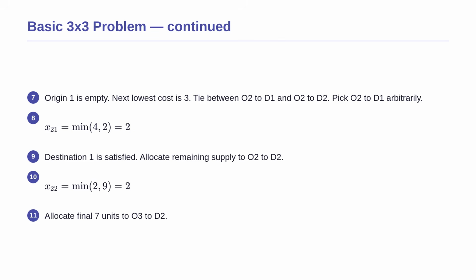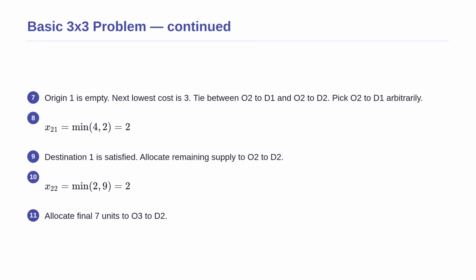Moving forward, the lowest remaining cost is 3, but we have a tie between 2 cells. In this basic method, ties can be broken arbitrarily. Let us pick origin 2 to destination 1. The remaining supply is 4 and demand is 2, so we allocate 2. Destination 1 is satisfied and crossed out. The only remaining destination is 2.